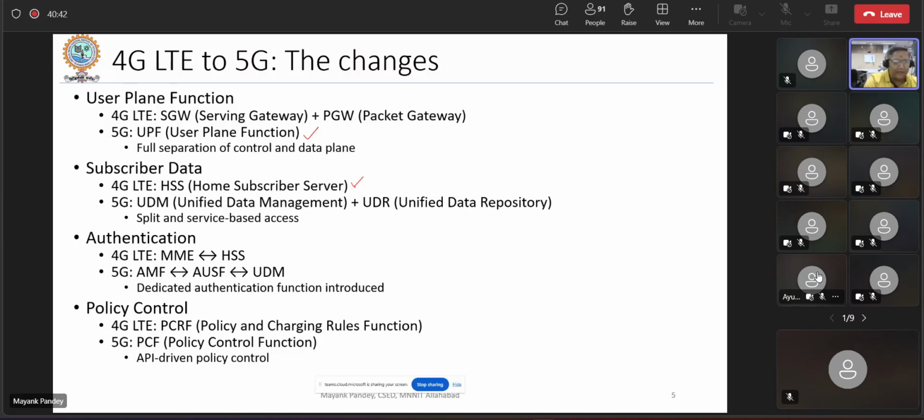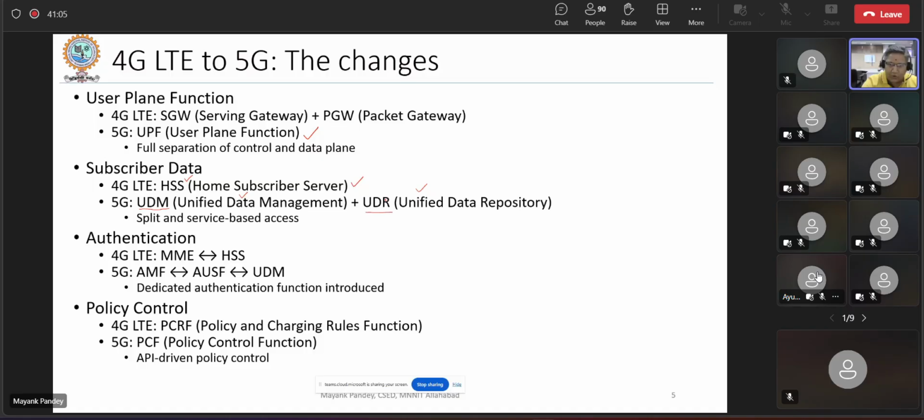Now, in place of that, in 4G it was HSS, home subscriber server. And here we have these two functions. One is unified data management, UDM, and the other is unified data repository, UDR. Fine. So we have replaced HSS by these two functions, UDM and UDR.